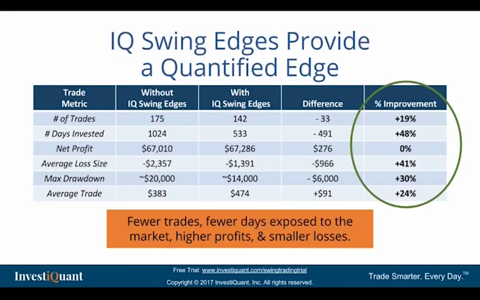So those are the kinds of things you want to look for if you're going to add a filter other than the swing edges data, which you can. You can take that simple system and add other filters to it. You'd want to be looking at things like this. Are you reducing the number of days invested? Are profits staying the same or getting better, hopefully? Average losses, drawdowns, things like that.